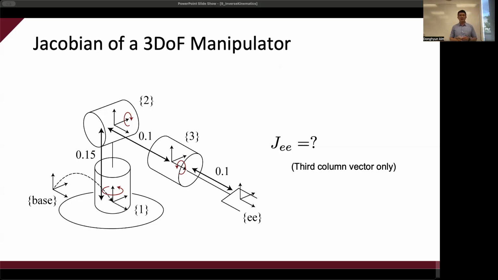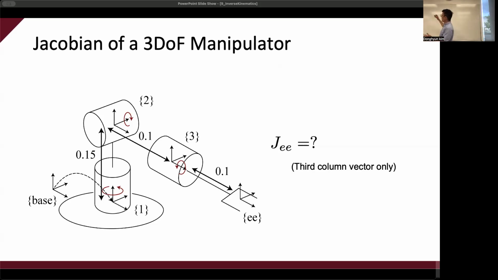And the Jacobian of this 3-degree-of-freedom manipulator is going to be a 3 by 3 matrix. Am I right? No, a 6 by 3 matrix, right? Am I right? 6 by 3 matrix, because we need the end effector velocity, angular and linear.